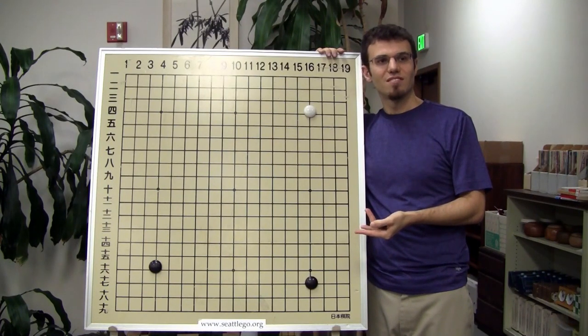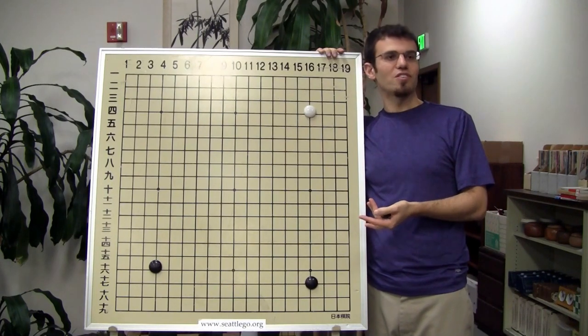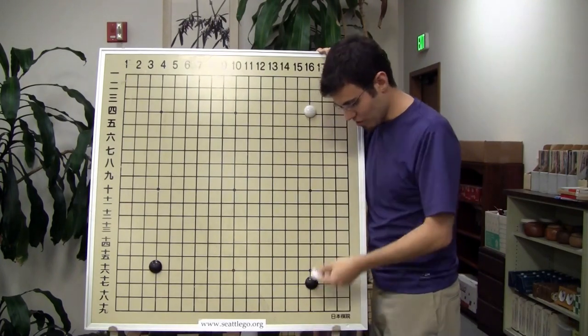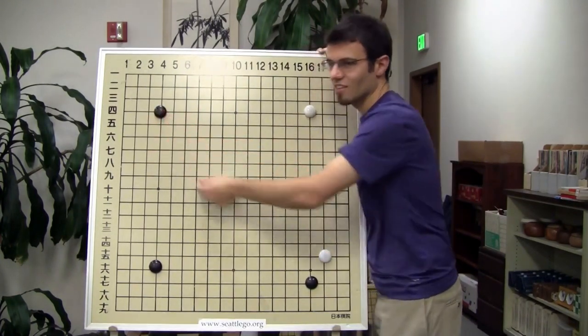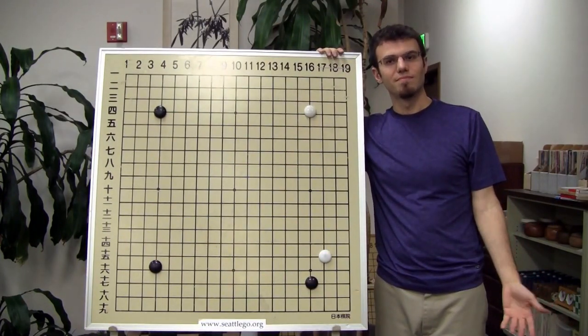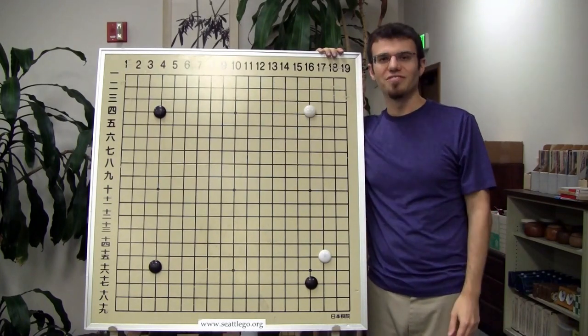Because if white challenges, black just says, okay, I take the other corner. If white tries to approach it, right outside of there, black just takes the other corner. You made a bigger corner. Black goes, that's nice. I got 3 corners. 2.5. Yeah, close enough.